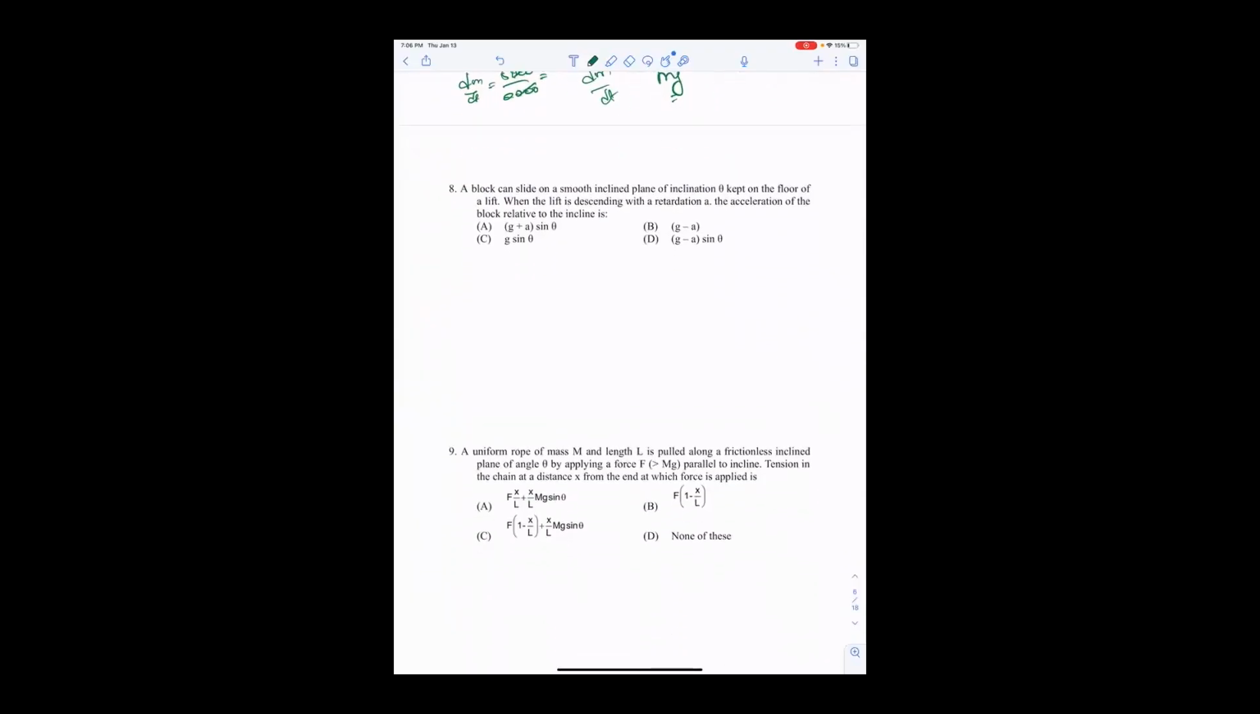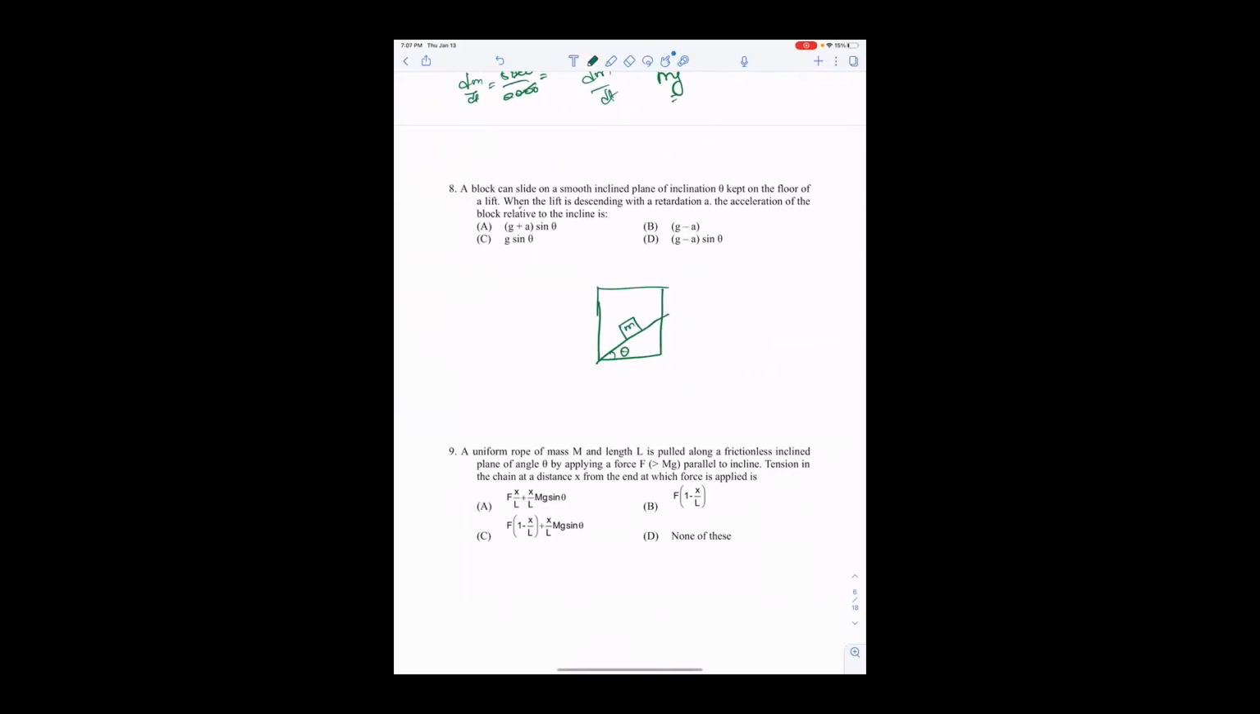A block can slide on a smooth inclined plane of inclination theta kept on a floor of a lift. There is a lift. There is an inclined plane. A block is kept on it. I'm just assuming mass m. This angle is theta. And the lift is descending with a retardation.